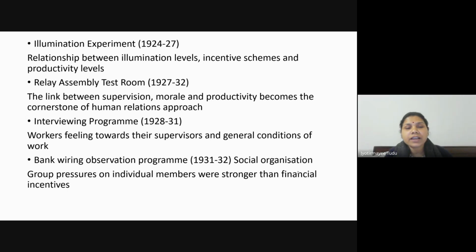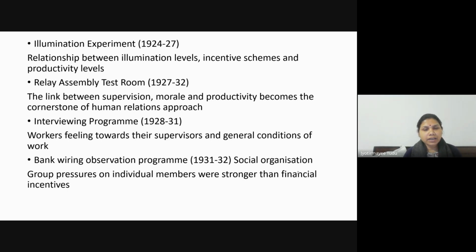productivity. And finally they got the understanding that supervision, morale, and productivity actually correspond to each other in bringing productivity. So that has become the cornerstone of the human relations approach. Here also the group members feel they participate, irrespective of their separation from the main group. They feel to participate and show their productivity.